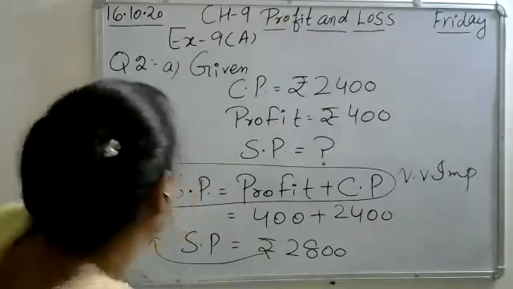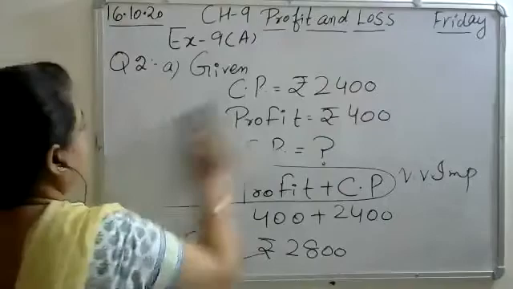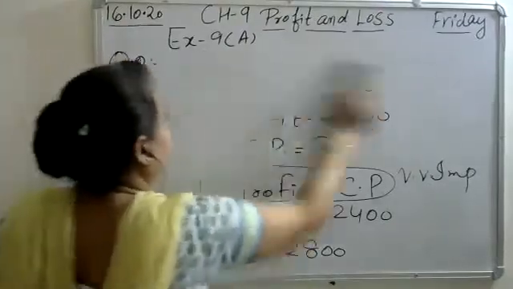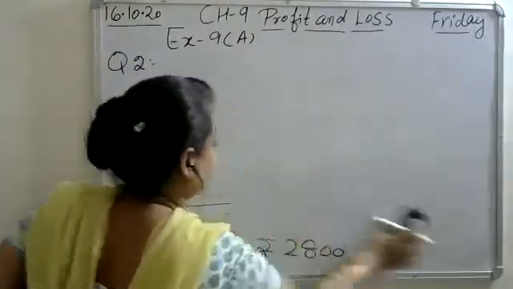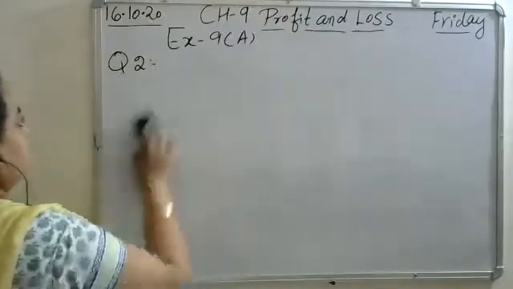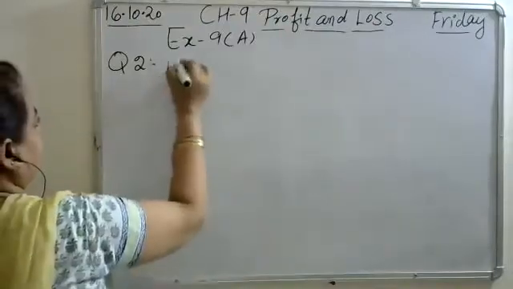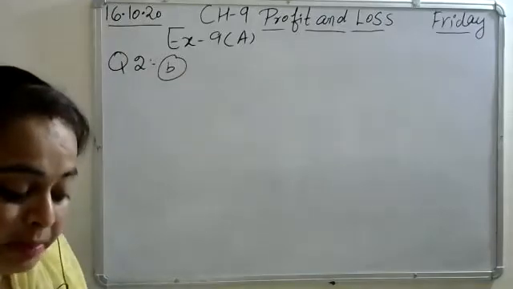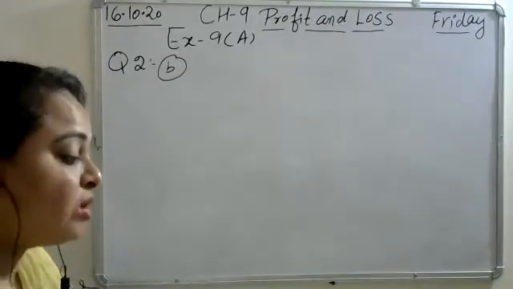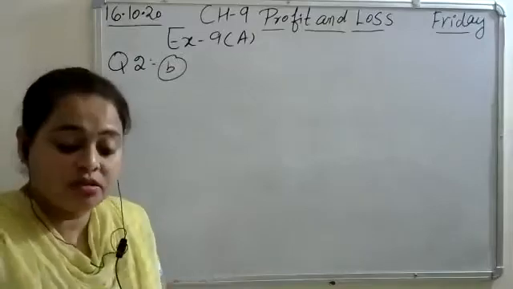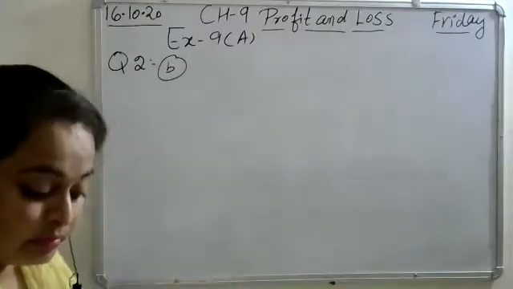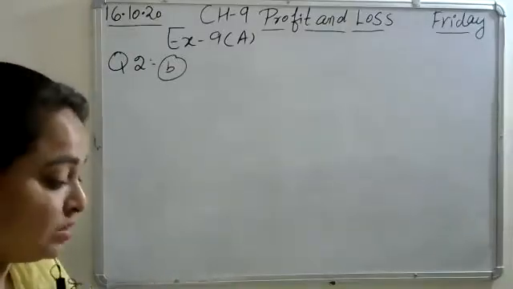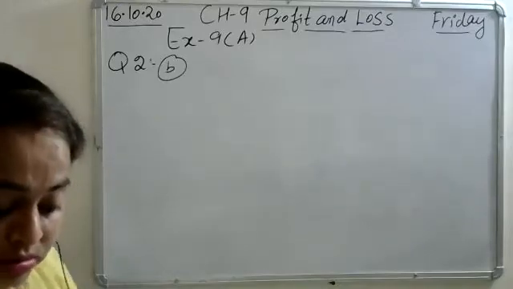Now come to the B part. Now in the B part, now write down in the chat box, B part is based on what? B part is based on loss or profit.